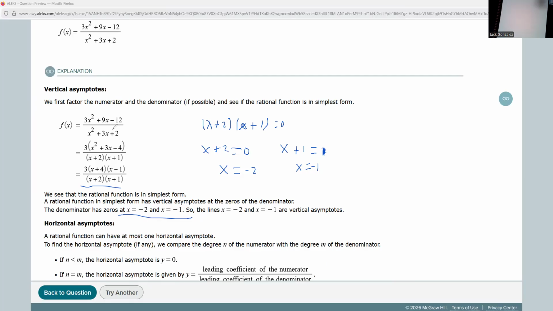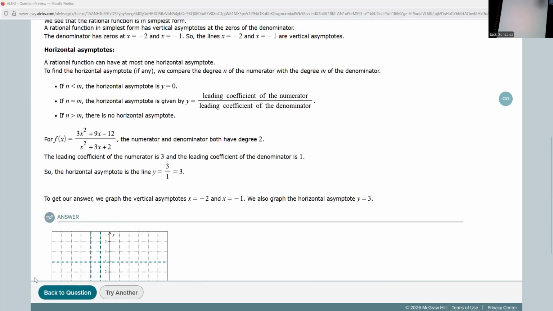So you just graph them. Now, to get the horizontal, remember we said if they're the same, you divide the coefficients. This has a 1, this has a 3, so y equals 3 over 1 would be your answer. And that's what they're doing here. Since they are both the same degree of 2, take the number 3 divided by 1. So horizontal is y equals 3. Vertical is x equals -2 and x equals -1. So just graph both. And that's it.